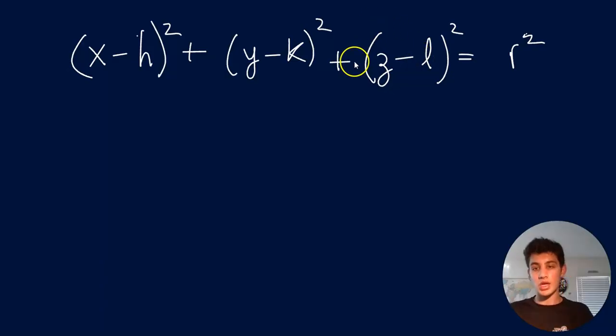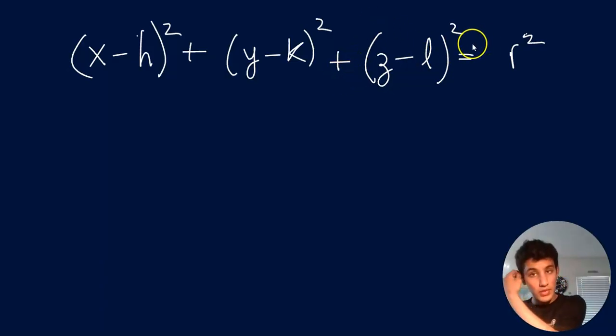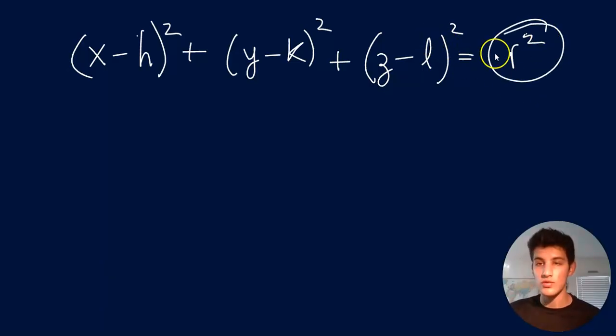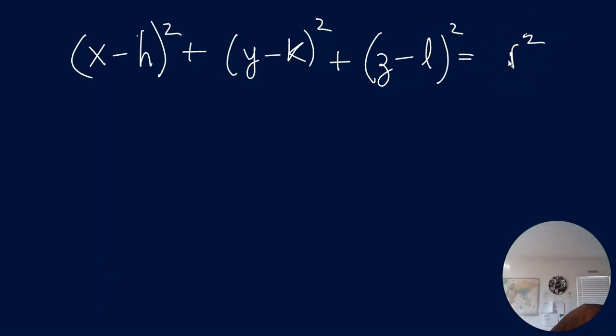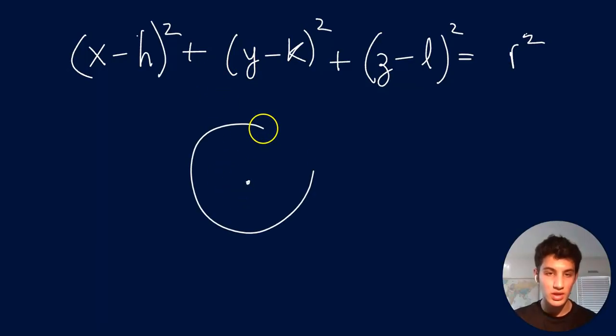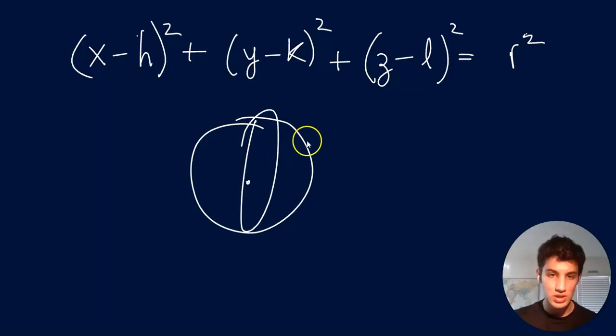H, comma, K, comma, L is the center of the sphere. R squared is the square of the radius. So R, or the square root of this, would be the radius, right? And exactly like a circle, you just go all the way around every point that's a distance of that away from the center. Over here it would be every point, and it's going to trace out a sphere, right? So like this, then also like this and like this.